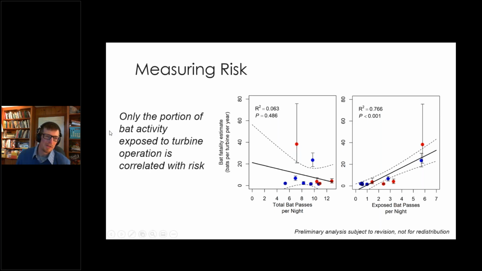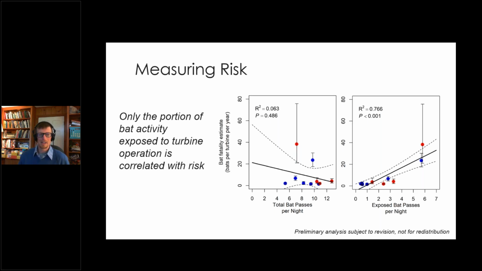The left figure shows the relationship between all bat activity and fatality, which essentially has no relationship. And the right figure shows you only the subset of bat activity occurring when the turbines were on. And in this case, the picture changes considerably. These again are the same exact data points, simply with the unexposed bat activity removed. And so what I think is going on here is that risk depends on turbine operation. Therefore, bat activity that's occurring when turbines are off really has no bearing on risk.